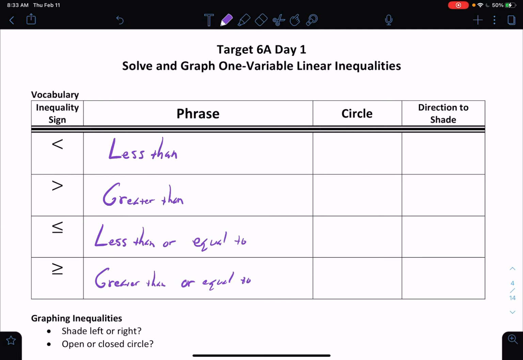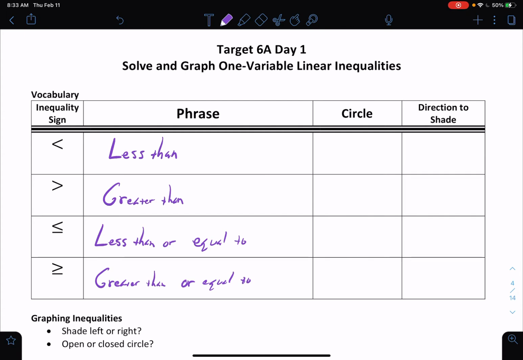Okay? If you have something like less than or equal to, so like if you have x is less than or equal to 3, that means 3 also works because 3 equals 3. And anything less than 3 also works. Okay, so we'll get into that a little bit more when we start to solve, but make sure you understand those phrases and what your inequality symbol is. Okay? And we're also going to be graphing linear inequalities on a number line.